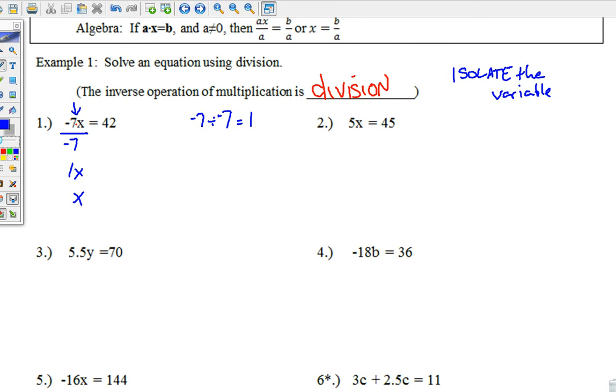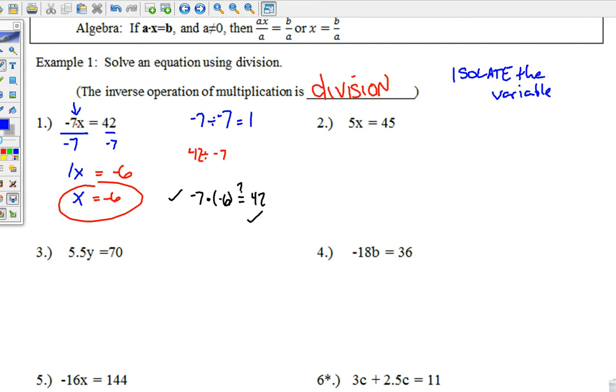So that property of equality says we have to do it to both sides to keep it in balance. So when we do 42 divided by -7, we get -6. So the answer is x equals -6. And you can check it. To check it, you do -7 times what we thought it was for x, which is -6. We're substituting the -6 in for x, and we want to see if that's equal to 42. And we make sure that it is. So that's our first equation.